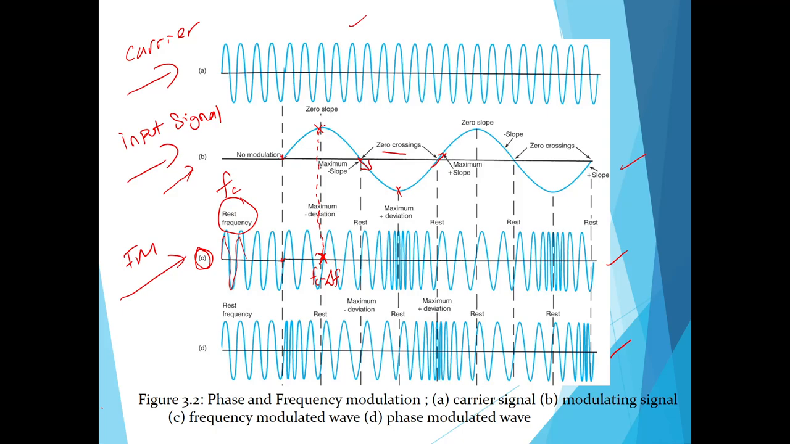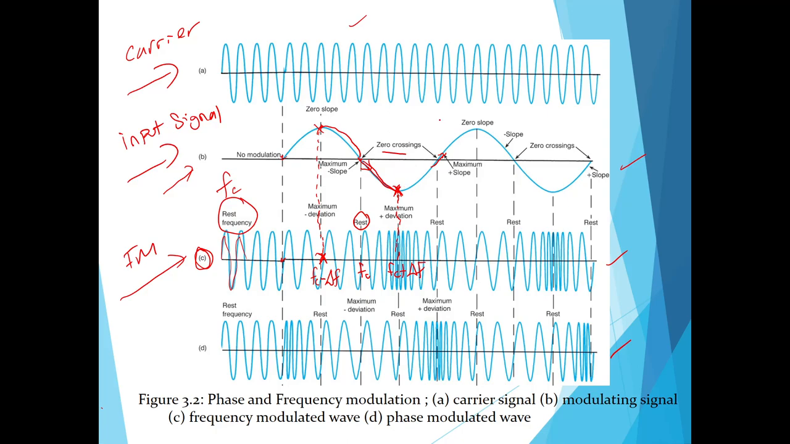Okay, and then when the input signal moves from maximum positive until zero crossing, until the x-axis, what happened is that the frequency of the carrier changed from FC minus delta F to the rest frequency, so it becomes FC. And then the input message moves from zero crossing to the maximum negative, the maximum negative peak amplitude over here. So what happened is that the frequency of the carrier changed from rest to maximum frequency, which is FC plus delta F.